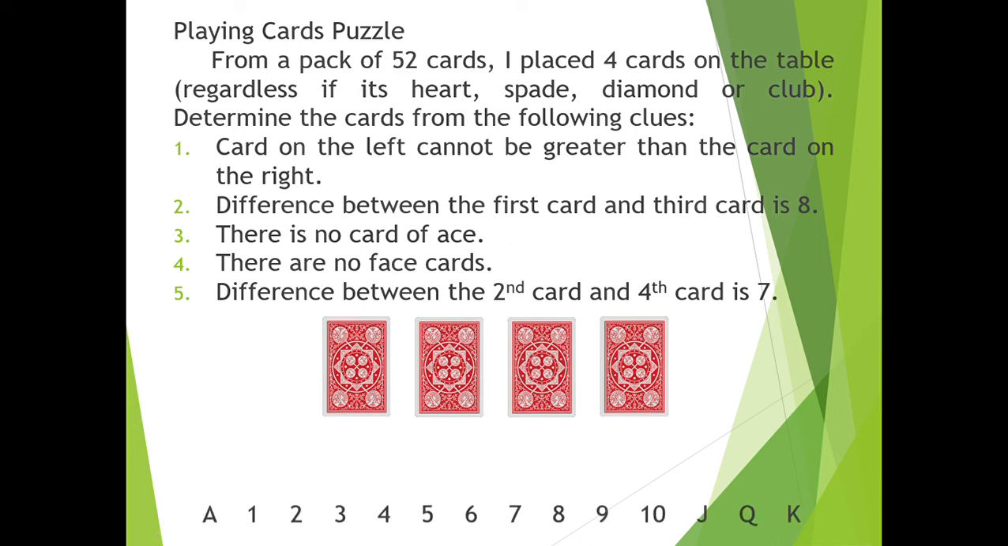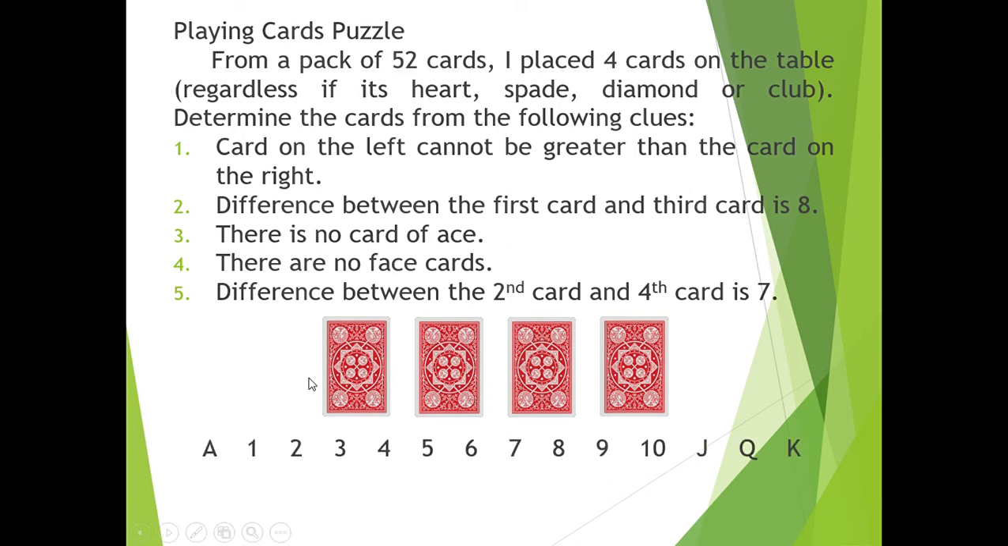So we have here: A, 1, 2, 3, 4, 5, 6, 7, 8, 9, 10, Jack, Queen, and King. These are the cards in a deck: ace, 1, 2, 3, 4, 5, 6, 7, 8, 9, 10, Jack, Queen, and King. So we cancel ace, as the clue says there is no card of ace. Next, the clue says there are no face cards.